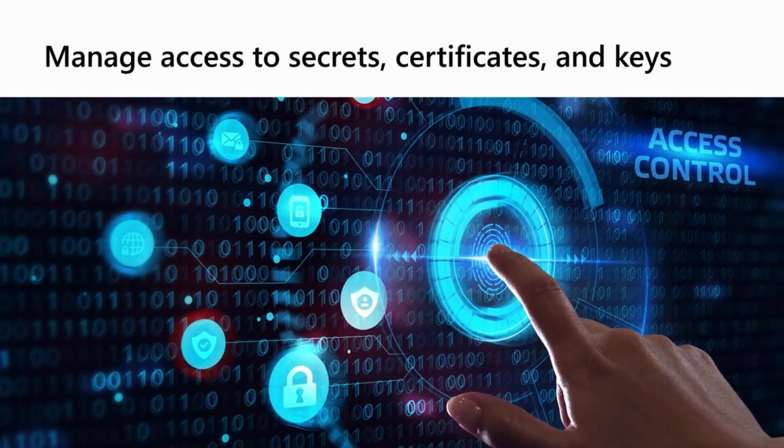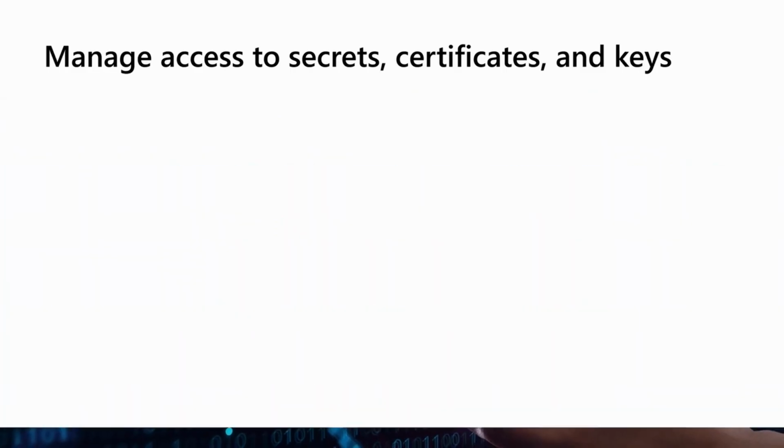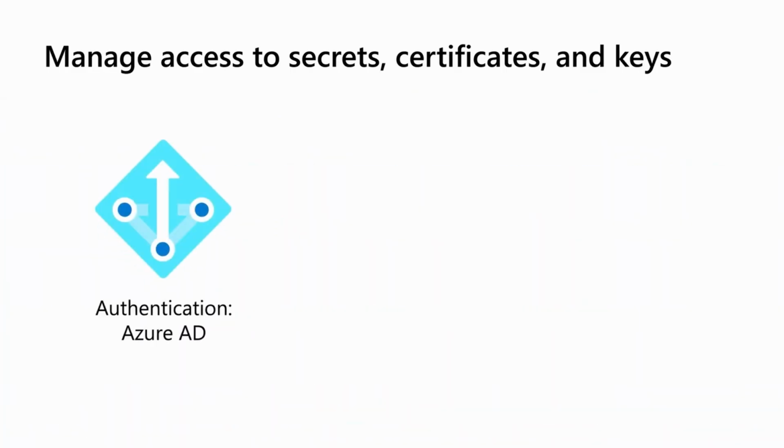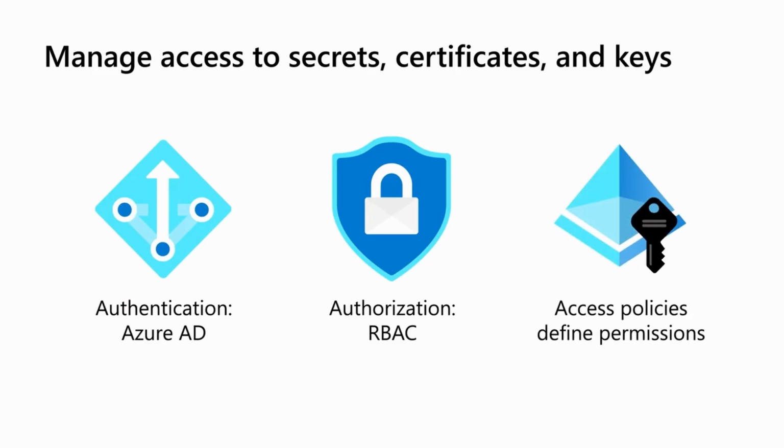Next, you learned that Azure Key Vault Access involves managing the Key Vault itself and accessing its data. Authentication is done through Azure AD, while RBAC is used for authorization. You also learned that access policies define permissions for reading and writing data.